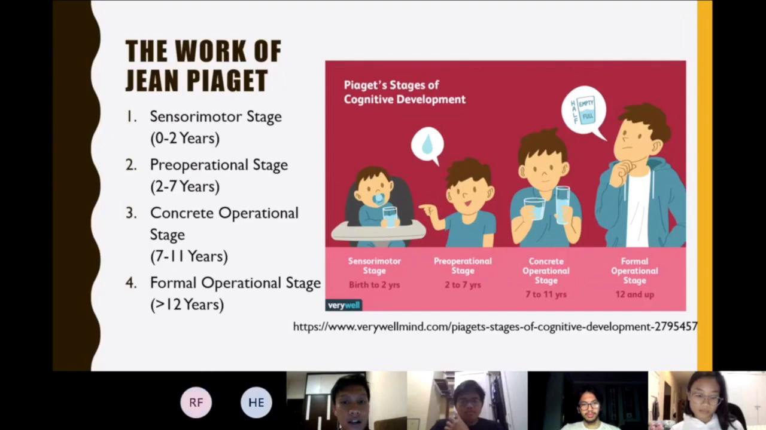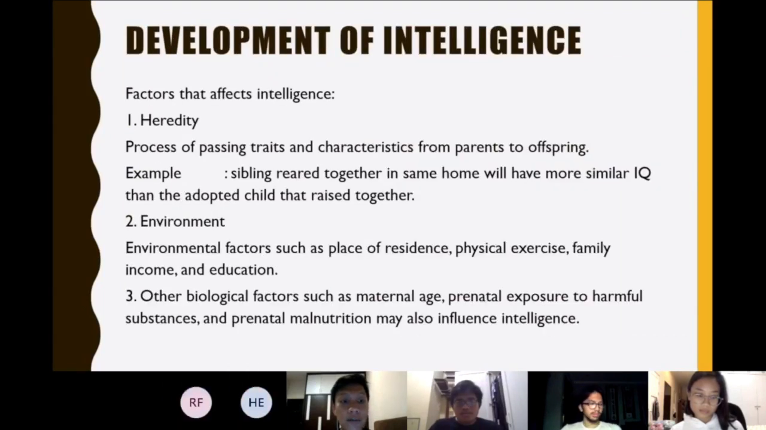The second factor is the environment. Environmental factors such as place of residence, physical exercise, family income, and education. The evidence is that identical twins reared apart have IQs that are less similar than identical twins in the same environment.